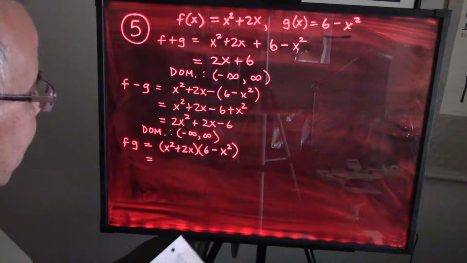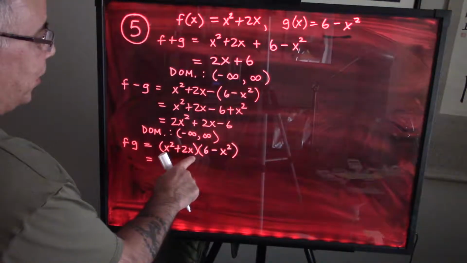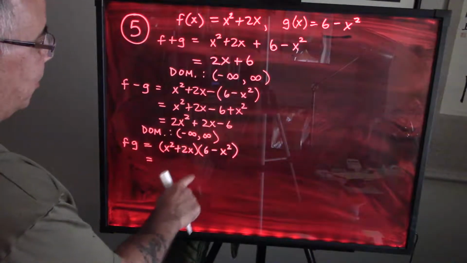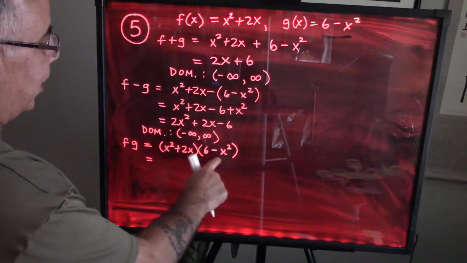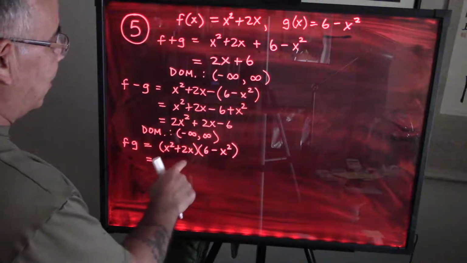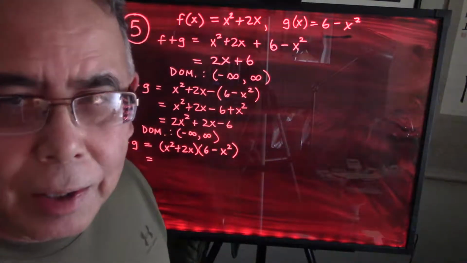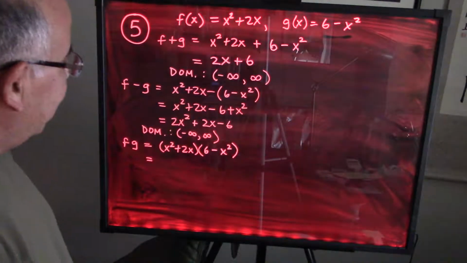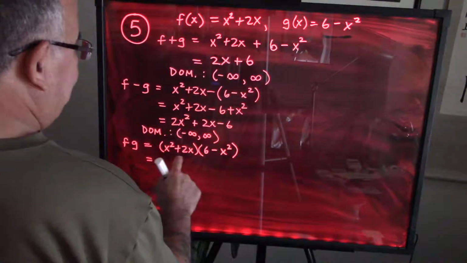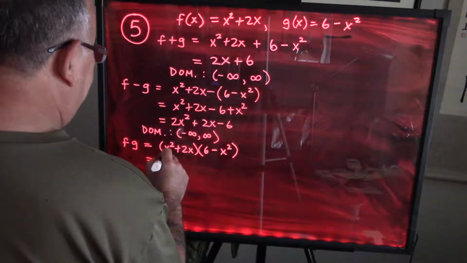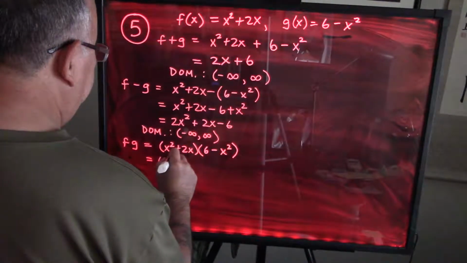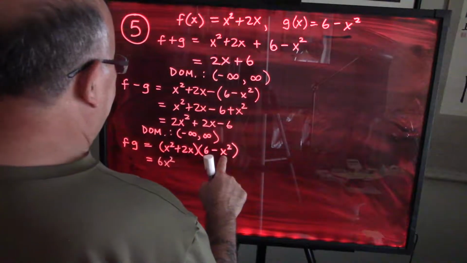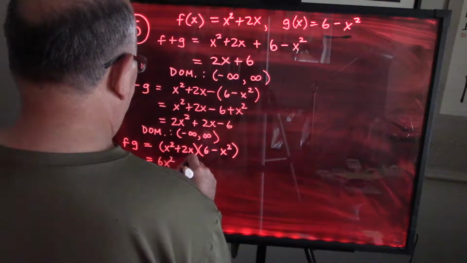Okay, so you multiply each term of the first factor by each term of the second. So if there were 3 terms here, you would go the first term times each of those, second term times each of those, third term times each of those, and then you would simplify. Okay. So x squared times 6 is 6x squared. And then x squared times negative x squared is negative x to the 4th.